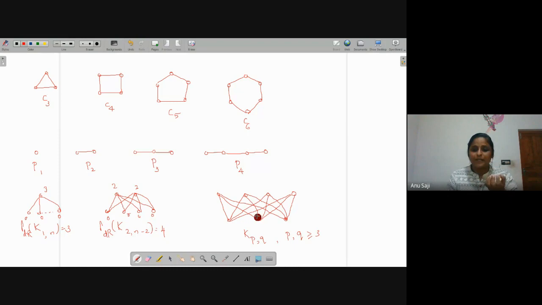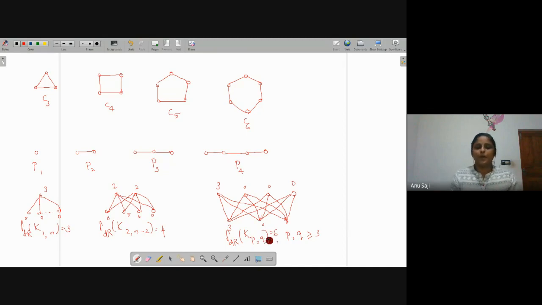If the partite set contains at least 3 vertices, then what will be the value? 6. In this case, we have to give 3 to at least 1 vertex in this partite set, and also in this partite set we have to give 3 to at least 1 vertex, and all other vertices 0, so that gamma dr will be equal to 6.